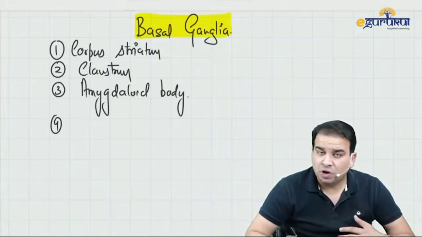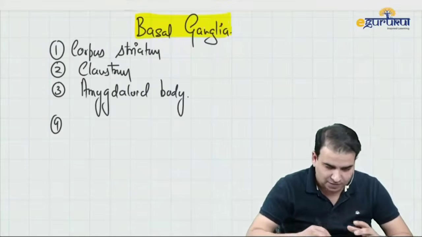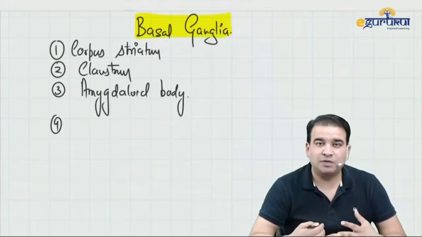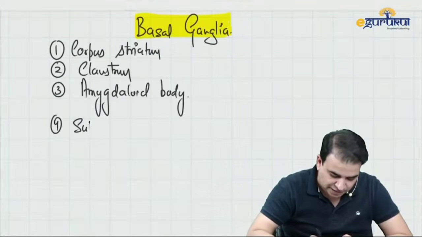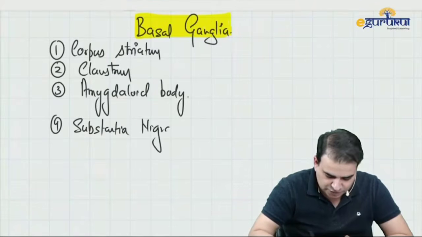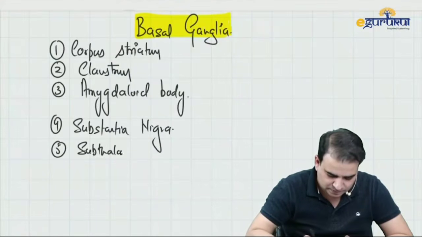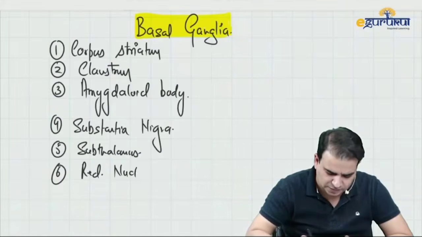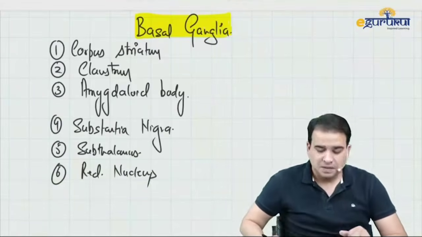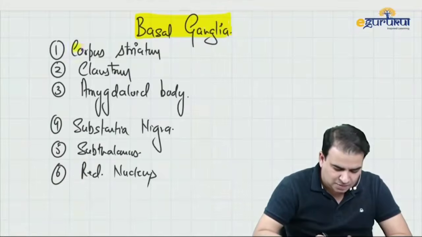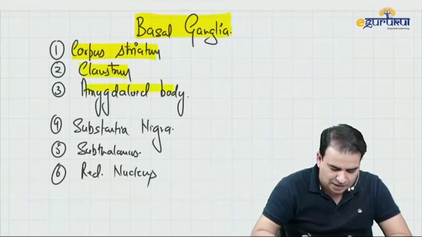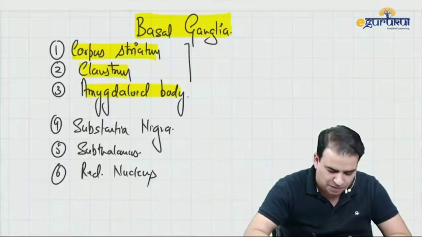Functionally, or you can say physiologically, apart from these three, other components which are also considered as part of the basal ganglia are the substantia nigra of the midbrain, the subthalamus, and even the red nucleus. As per a few authorities, it is also considered part of the basal ganglia. So please understand, anatomically, it's the corpus striatum, claustrum, and amygdaloid body. These are the anatomical components of the basal ganglia.